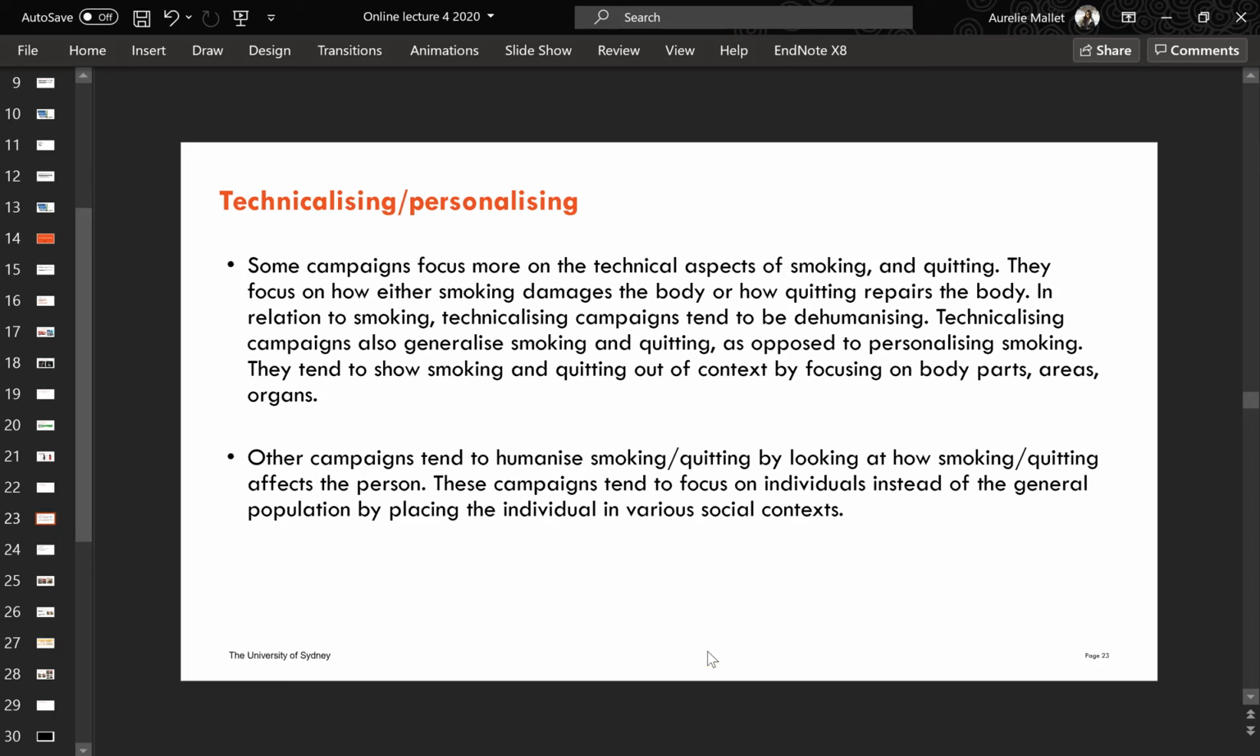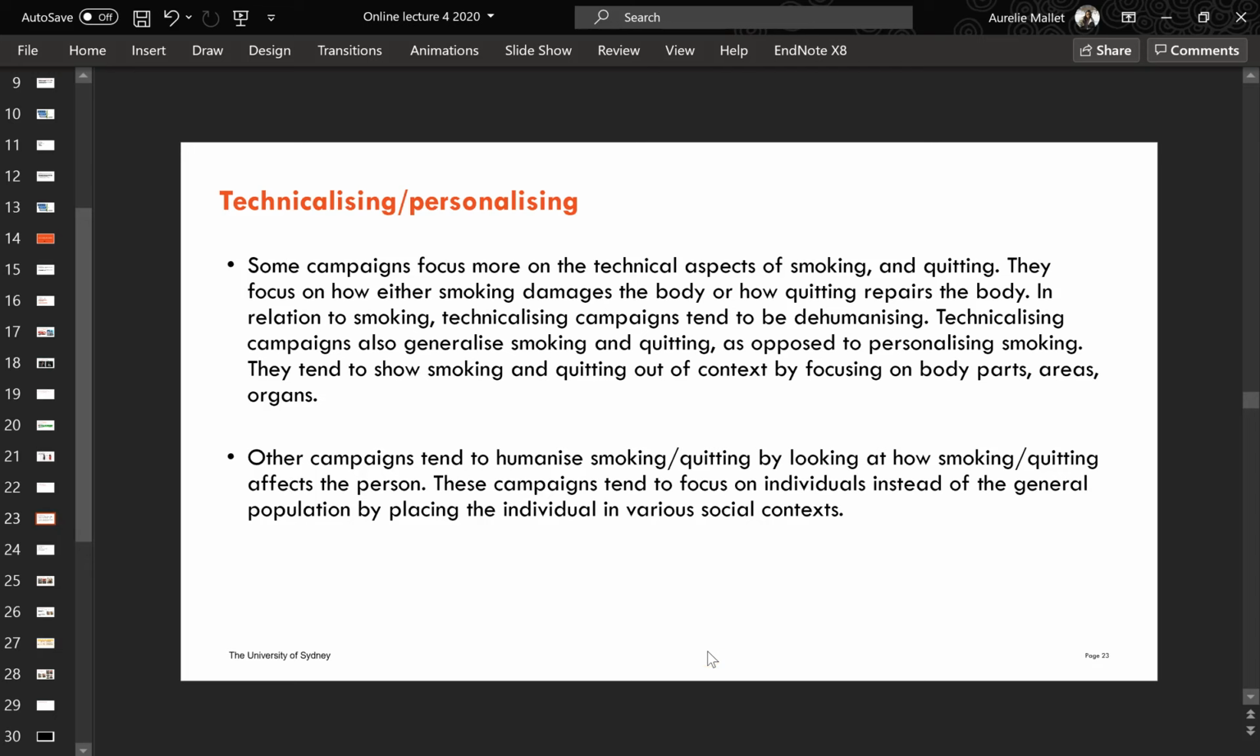And you will see as we go through this, you might say, oh, well, this also looks negative and this also looks positive. Yes, you're right, because these strategies actually do combine in specific combinations. I'm not going to get through this today, but they do combine together. So this is not only technicalising, but it's also negative. This is not only personalising, but it's also positive. And these two sets of strategies tend to combine together. Technicalising campaigns tend to combine with negative, and personalising campaigns tend to also be positive.